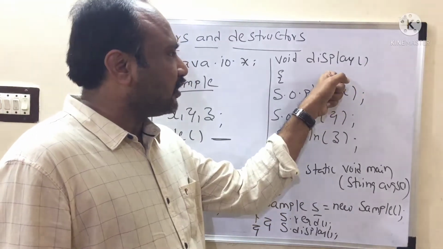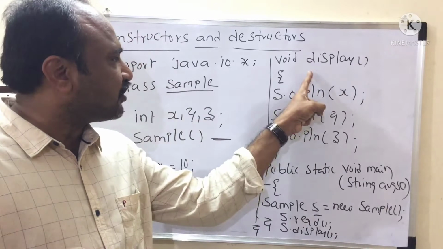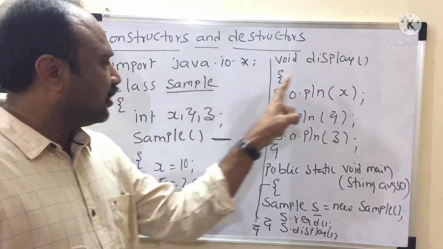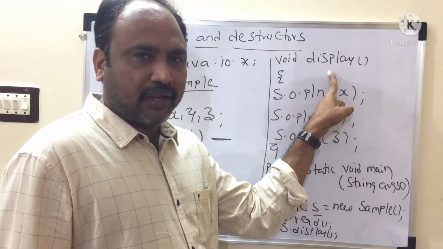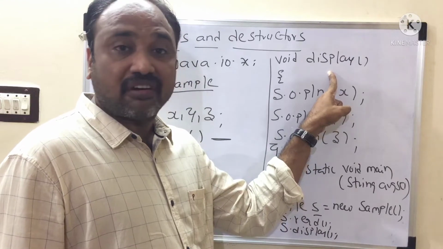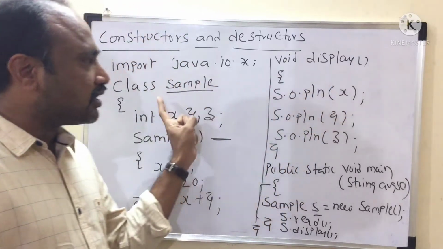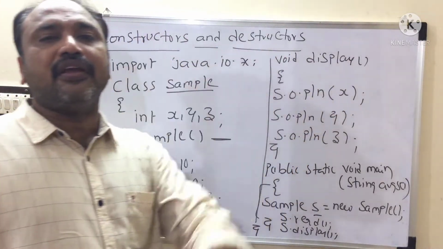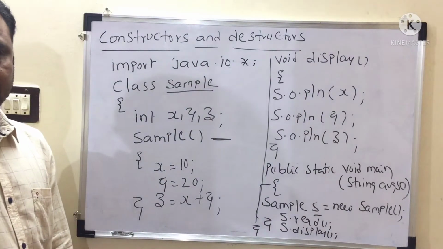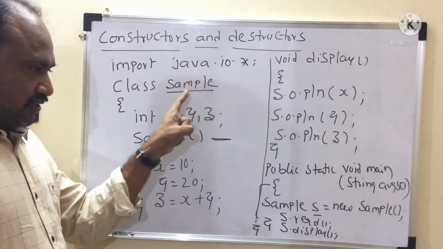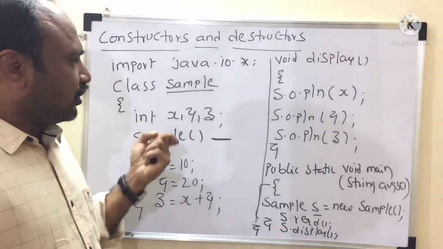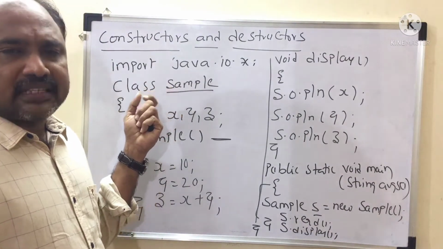This is not a constructor. If we have to call it a constructor, what is the class name? Sample. Method name, display. Both are not the same, so it is not a constructor. If the class name and method name are the same, then it is referred to as a constructor. Okay, now this is a constructor. Now, same story, we have to access Sample class data.